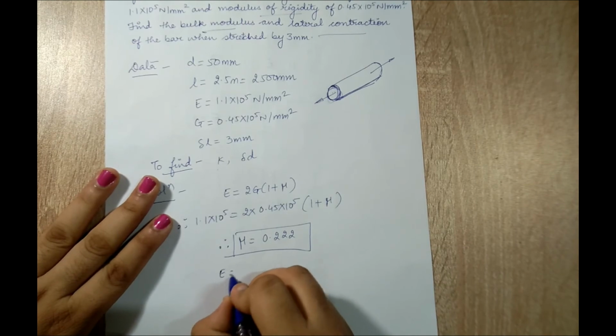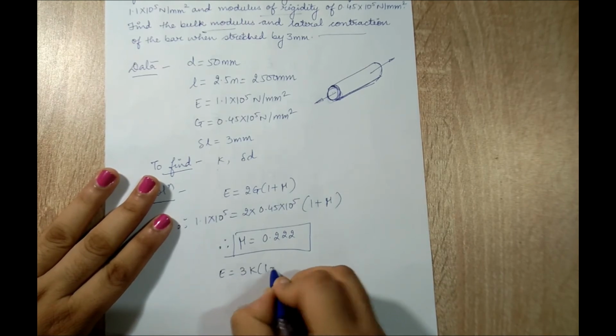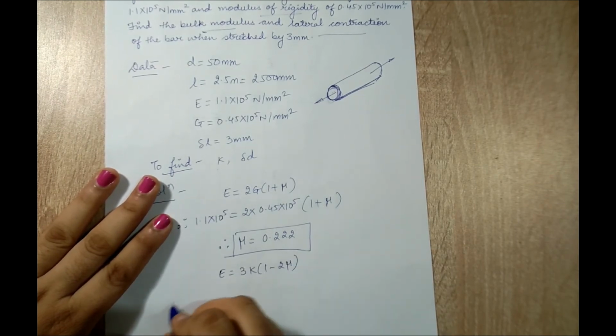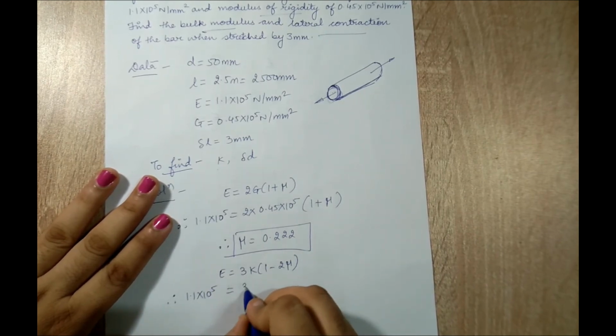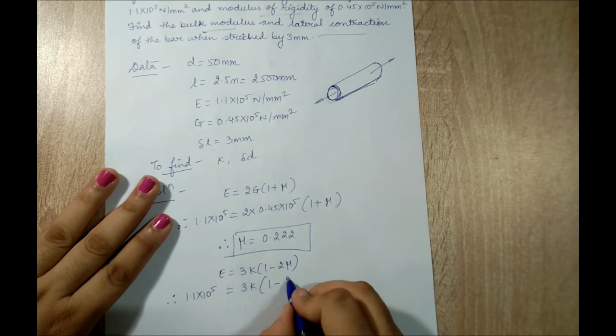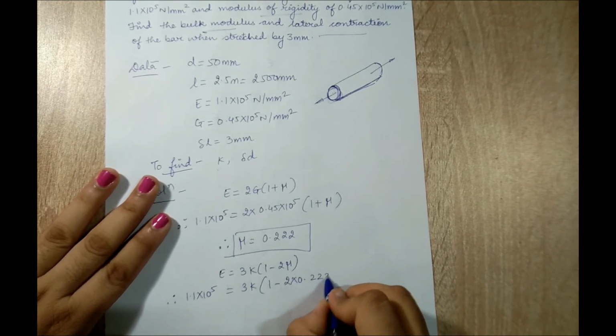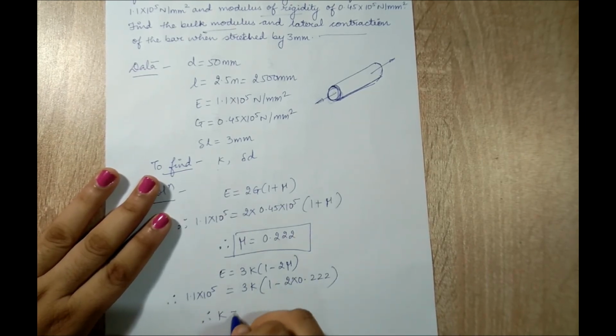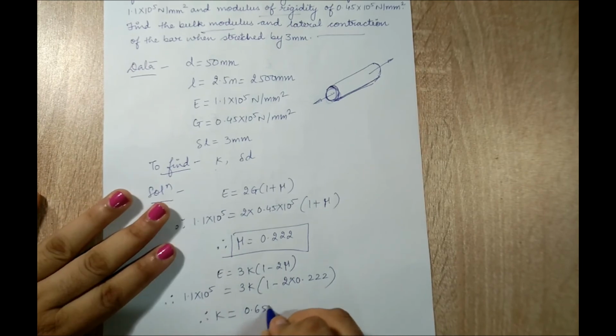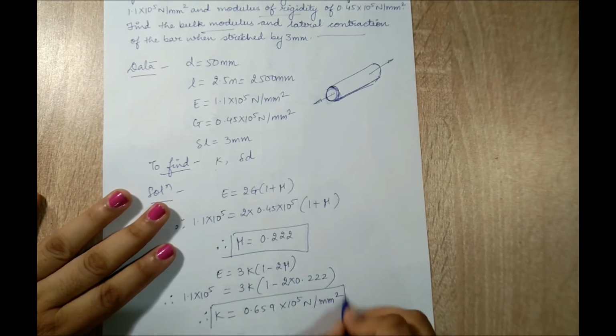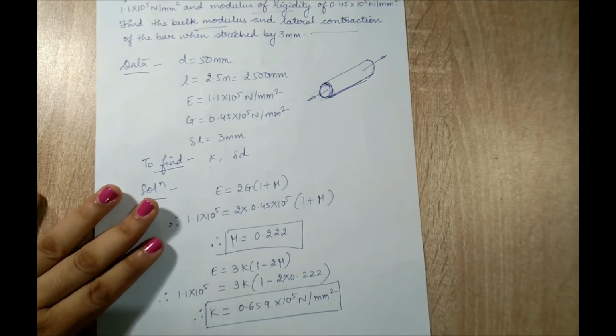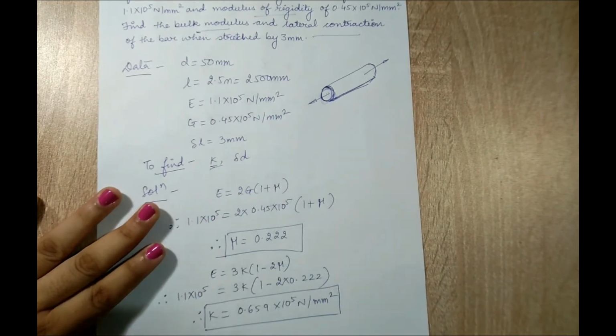Now I can use the equation of E and K. So E is equal to 3K(1 minus 2 mu). Therefore I'll get 1.1 into 10 raised to 5 is equal to 3K(1 minus 2 into 0.222). I'll get the value of K as 0.659 into 10 raised to 5 Newton per mm square. So this is the value of K that I obtained. This is the first answer that I've got.